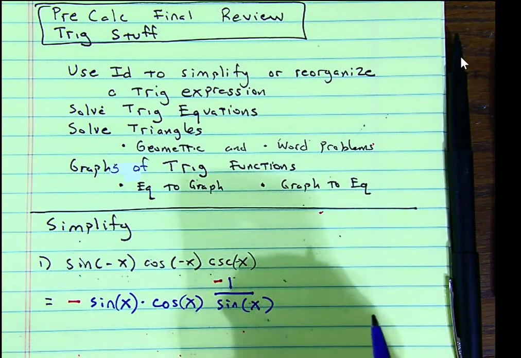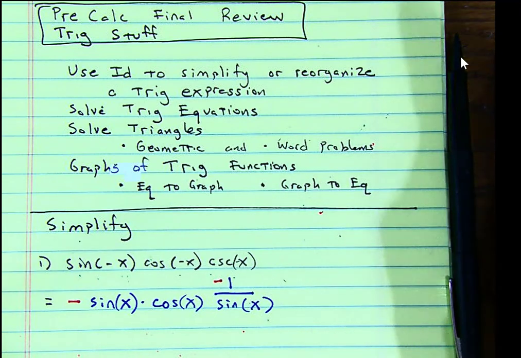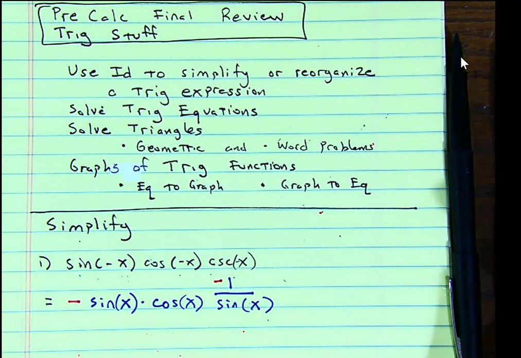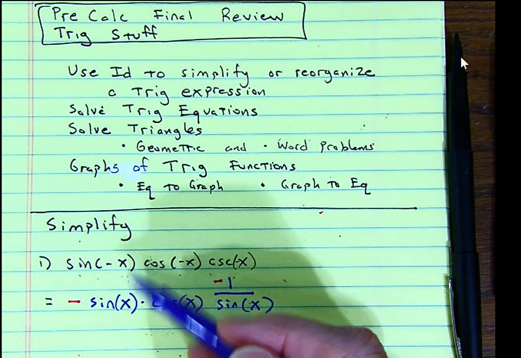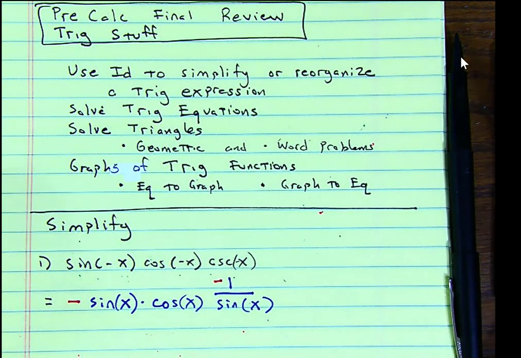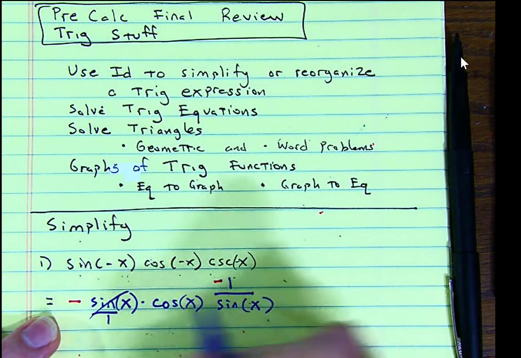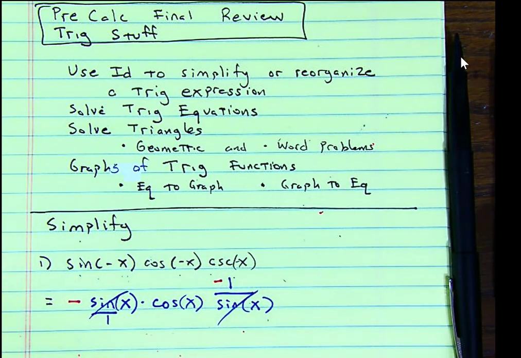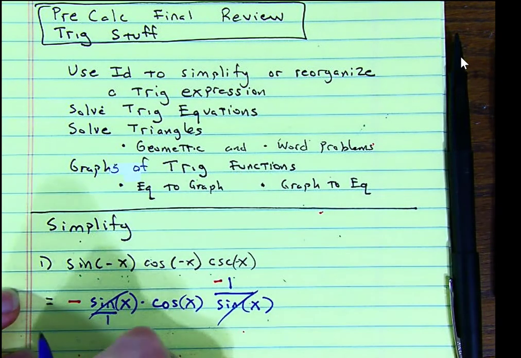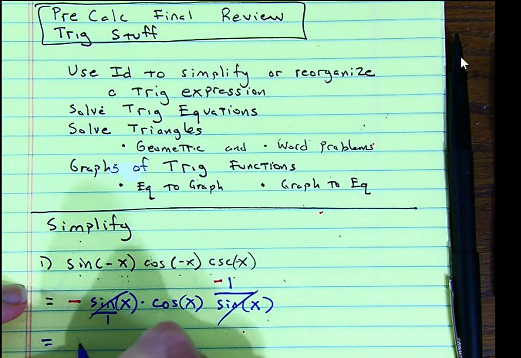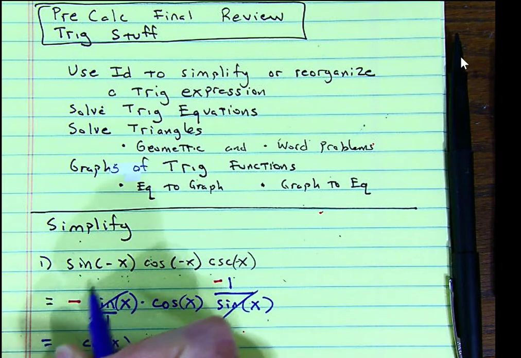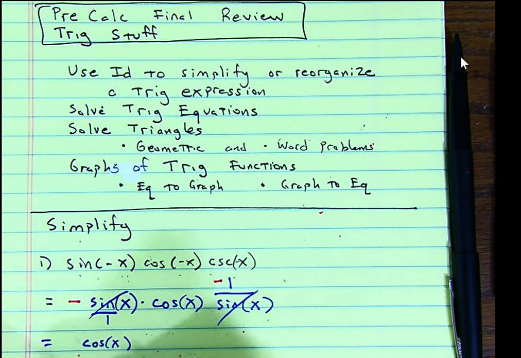They're called even-odd identities. And the name of them isn't that important, but knowing this relationship is important. And so it turns out that this sine will cancel with that sine, and the negatives are going to cancel out too. So in the end, this turns out to equal just cosine x. So that long expression simplified down to something quite simple.